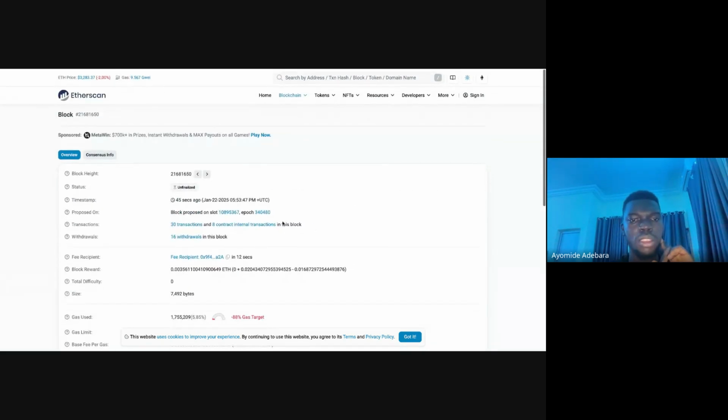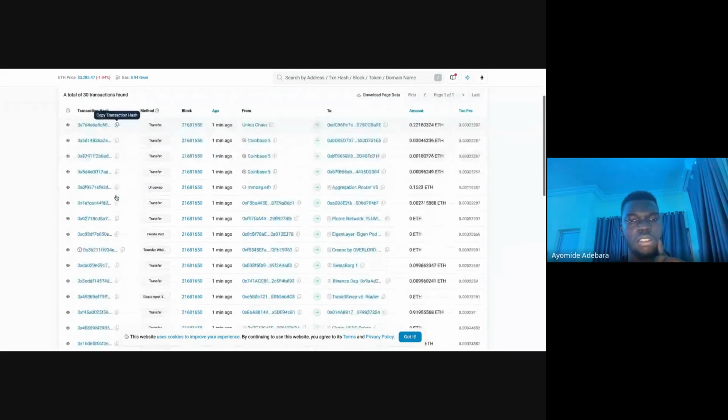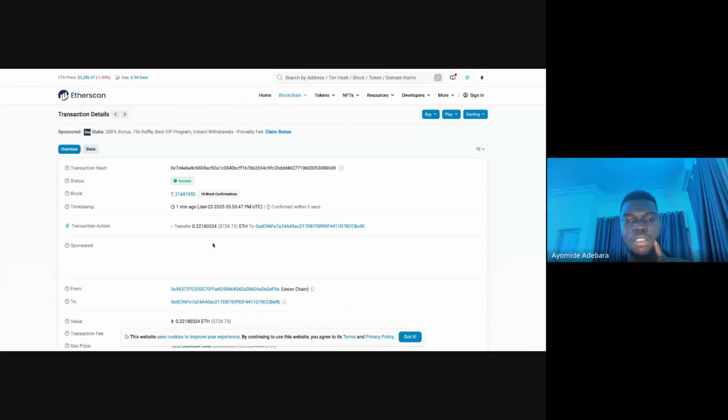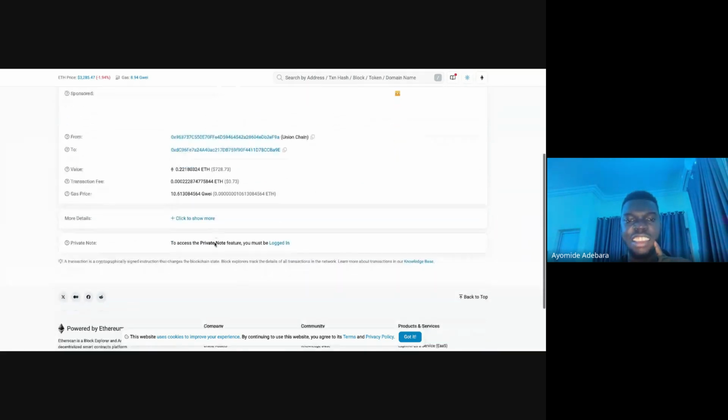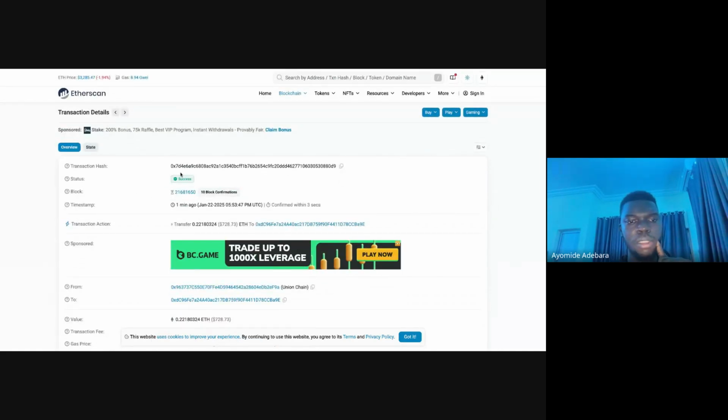Now let's go into the 36 transactions. Now inside of these 36 transactions, I'm going to click on one of the transactions. This is the hash of this particular transaction. So every transaction is hashed. Now remember, that is how important hashing is in the blockchain. So now for this transaction, what happened in this transaction?